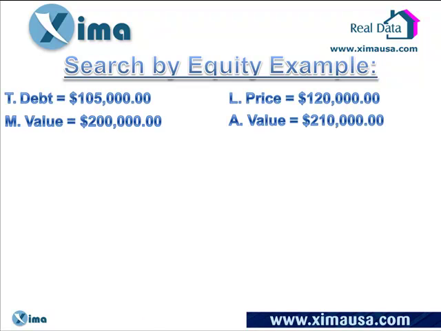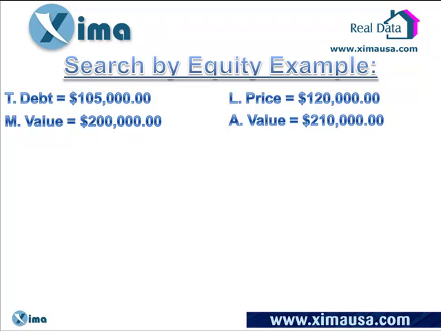Let's say that we found a property where the total debt is $105,000. That's how much they owe on that property, including all their liens and all their debt. Then the system has calculated the market value at $200,000. We also have the listing price because the property is active on the market. I want to show you all the types of equity, so we're going to talk about a property that is listed for $120,000. We also have an active value that was calculated by the system, and this active value is $210,000.